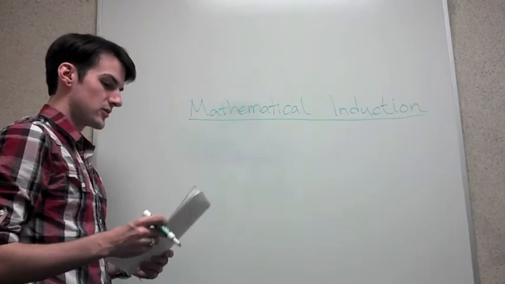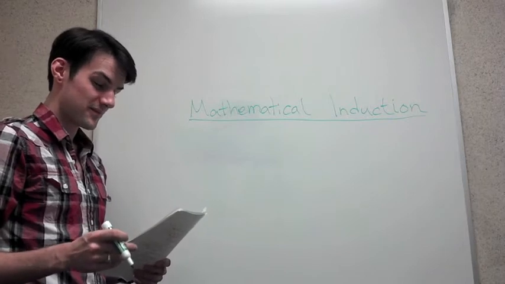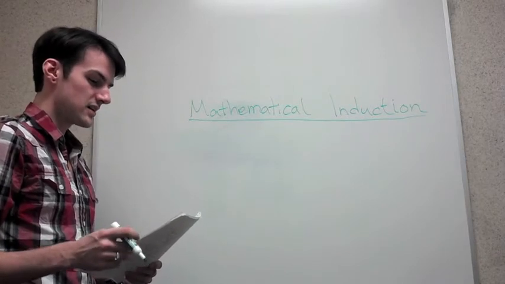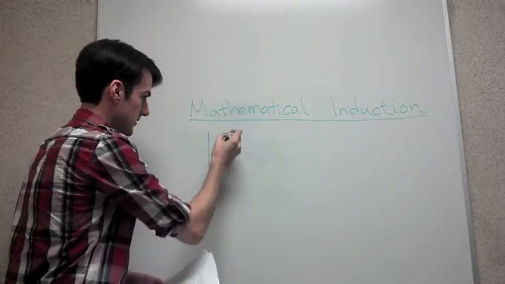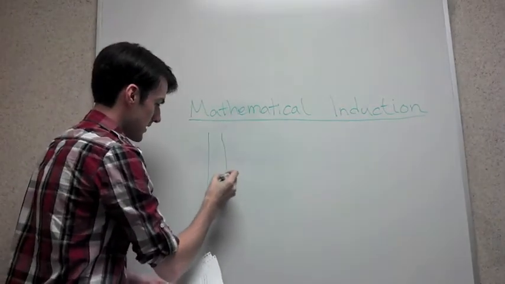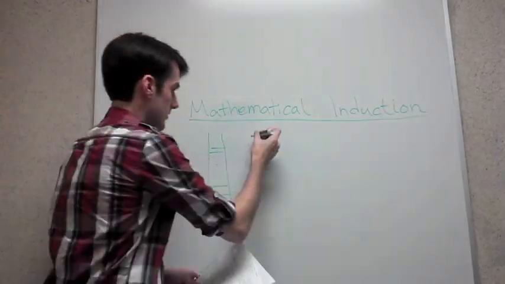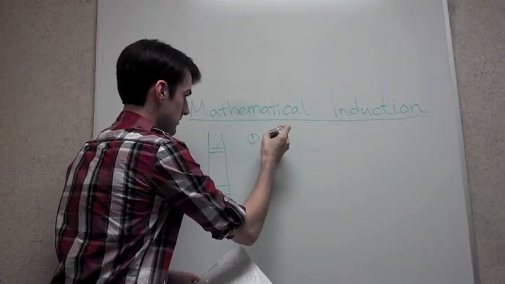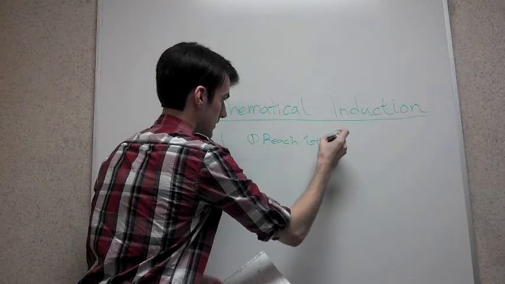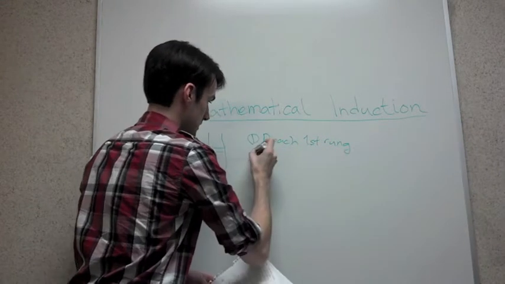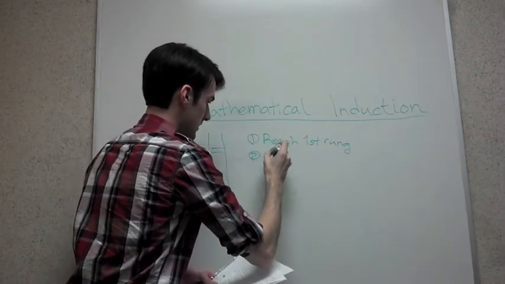Mathematical induction is a proof technique used to prove statements which assert that the propositional function p of n is true for all positive integers n. So a good way to visualize this is if we imagine an infinite ladder, and we know two things. One, we can reach the first rung, and two, if we can reach a particular rung, we can reach the next rung.